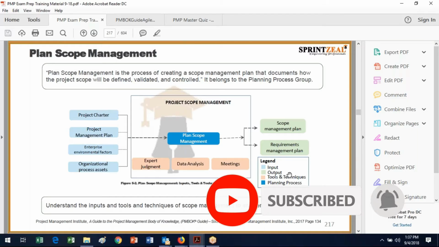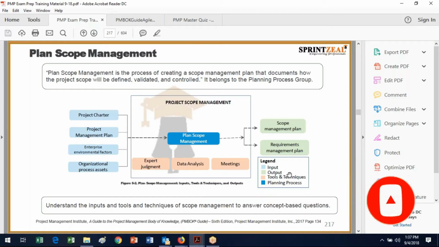So we've got our inputs, which are the charter, the PMP, the enterprise environmental factors, and the OPAs. Then we use our tools and techniques, which are expert judgment, data analysis, and meetings. And we have our outputs, which are the scope management plan, which is always wonderful when you have a process called plan scope management. And then you have your requirements management plan.